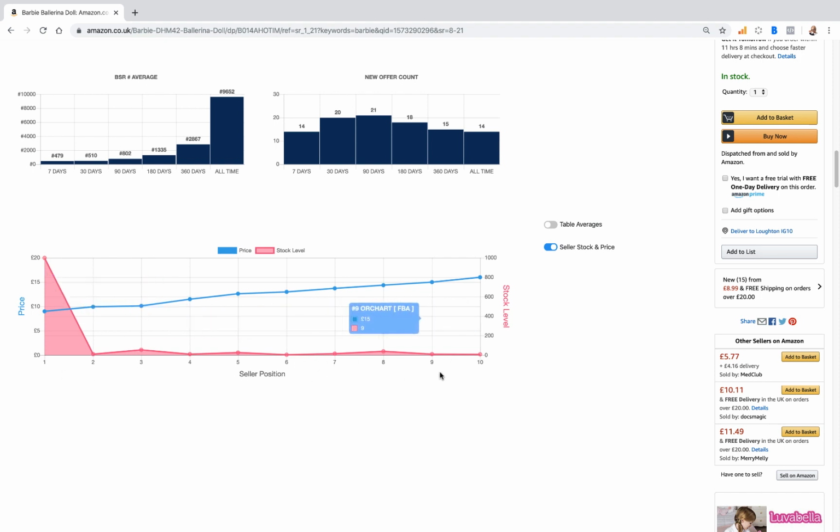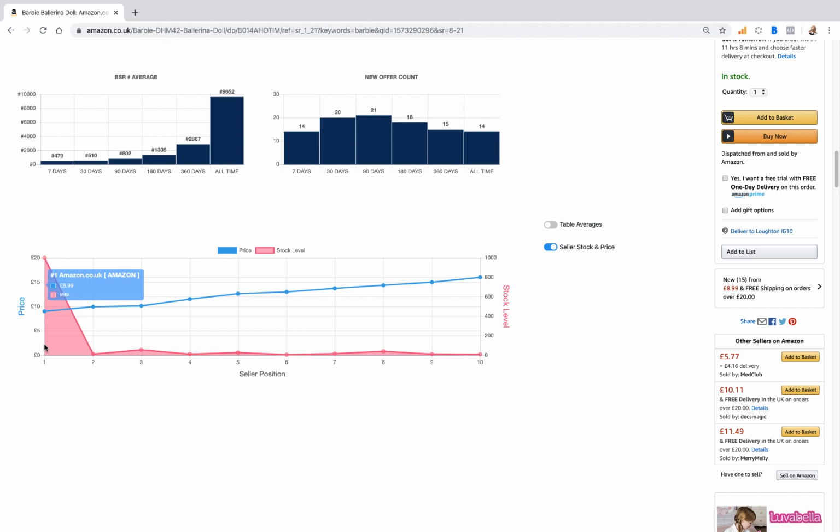So this is the seller position on the bottom axis. On the right hand side you've got the stock level, and on the left hand side you've got the price. So it's very easy to see who's got what in stock very visually and very quickly, and you can just hover and get exactly the information that you need about how many people have got in stock.